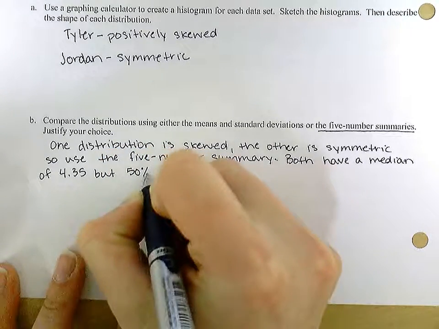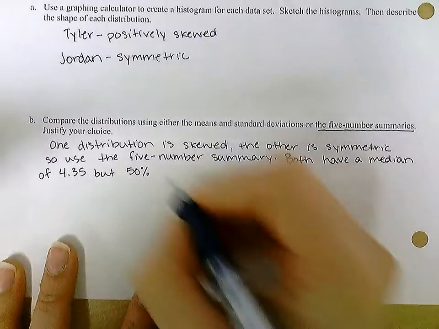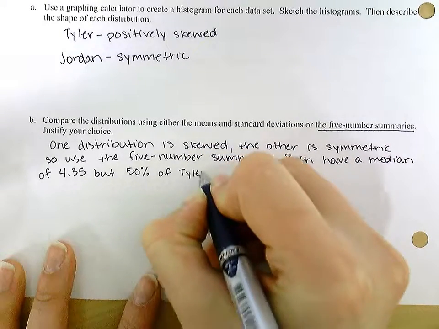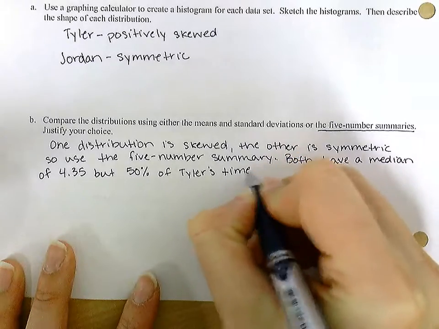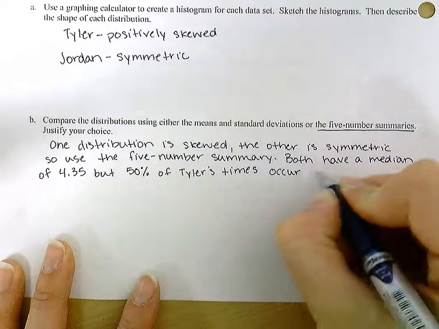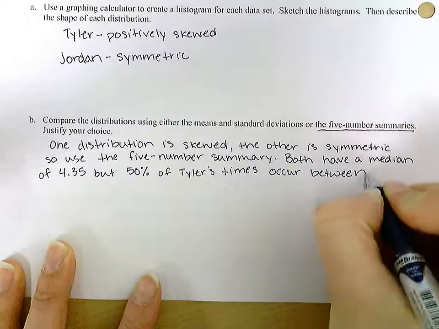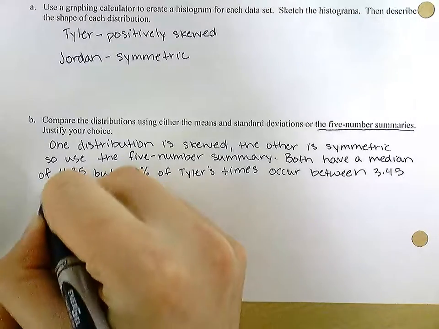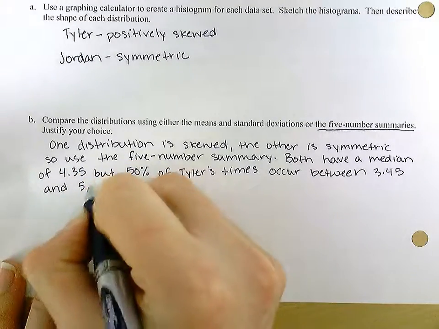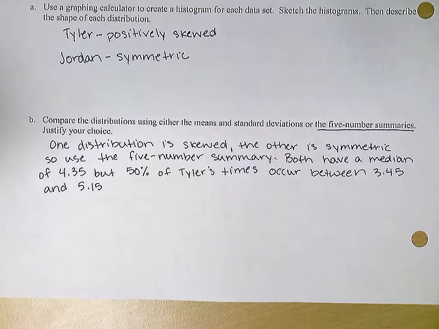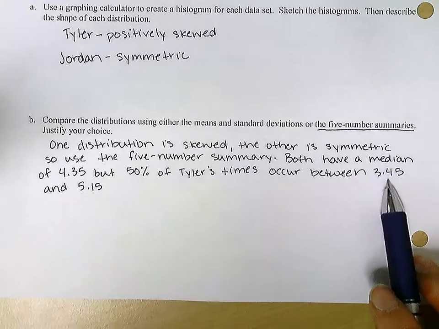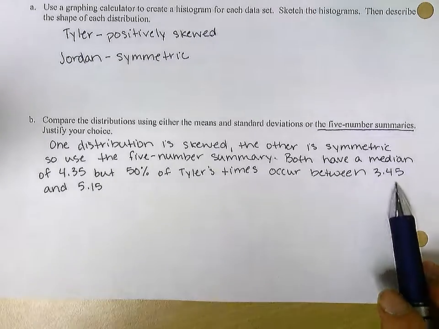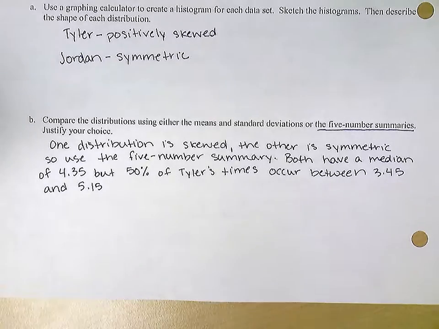But 50% of Tyler's times occur between 3.45 and 5.15. So I used quartile 1 and quartile 3 to do that. So between quartile 1, which was 3.45 if you look at the top by your graph there, and 5.15, that's 50% of all of his times, okay?